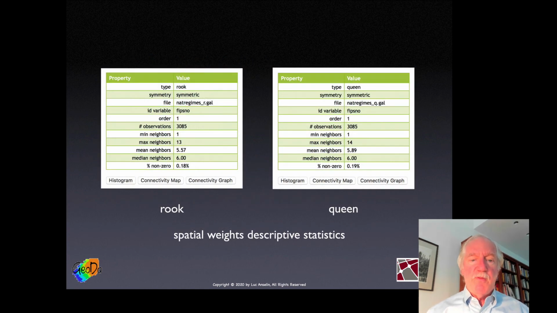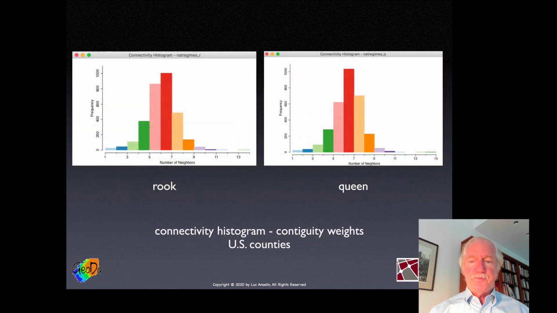So in GeoDa, there are these summary measures. They tell you the type of weights, whether they're symmetric or not. These items are detailed in the lab notes. But here, minimum number of neighbors, maximum number of neighbors. Queen, because it includes the corners, will always have more neighbors than rook. And we see that here by the maximum number of neighbors, and also the average number of neighbors is slightly larger for queen than for rook. But as I mentioned before, there isn't a big difference between the two in most situations, except on a regular grid.